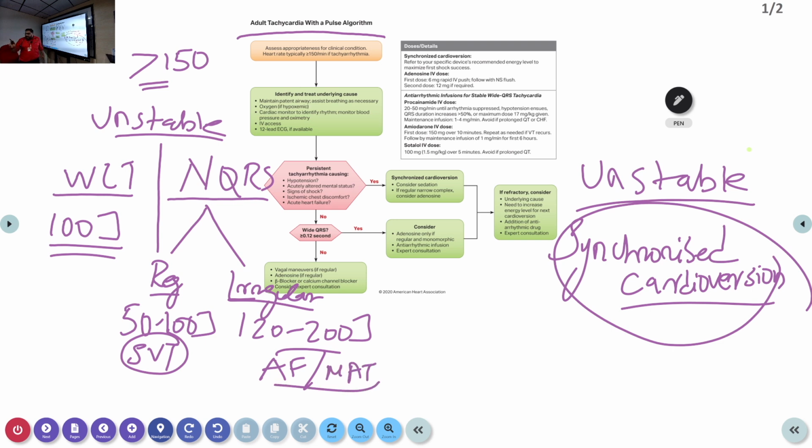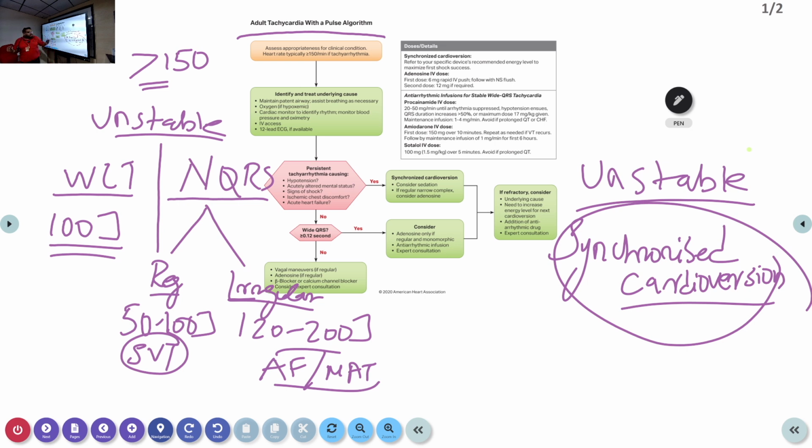I'll just come back to this algorithm again because it is a little confusing. You have seen a patient with a heart rate above 150, ABCD done, 12-lead ECG done. If the patient is unstable, the next question in your mind should be whether this patient has a wide complex or a narrow complex tachycardia. Wide complex: 100 joules, synchronized cardioversion. Narrow complex: you have two types, regular and irregular. Regular is 50 to 100 joules and irregular is 120 to 200 joules.